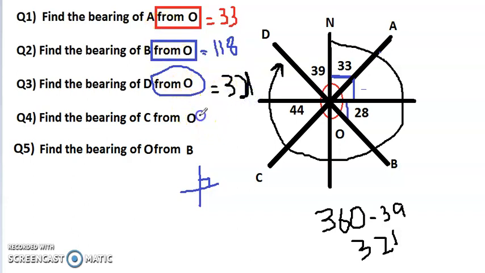Now I've already done 3 questions. I want you to do this one yourself and give me the answer in the comments below so that I can rectify your mistakes if there are any. Now question number 5 is a bit different, and therefore I'm going to do it with you. Find the bearing of O from B.